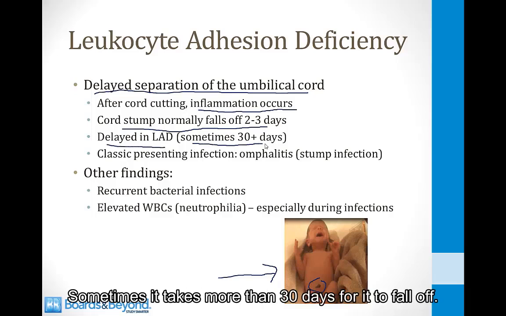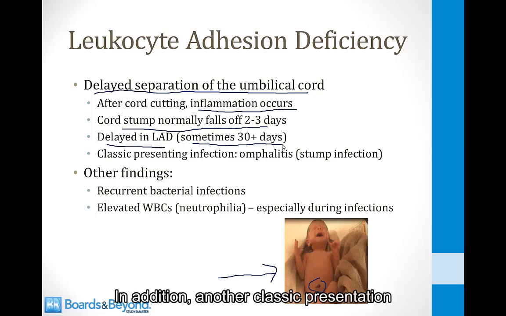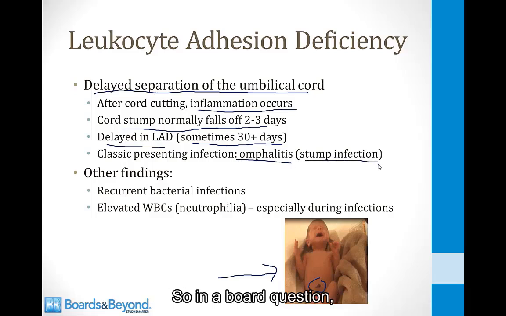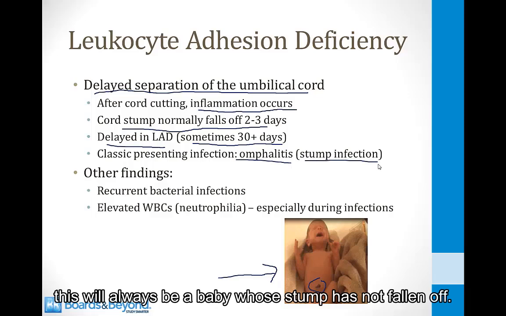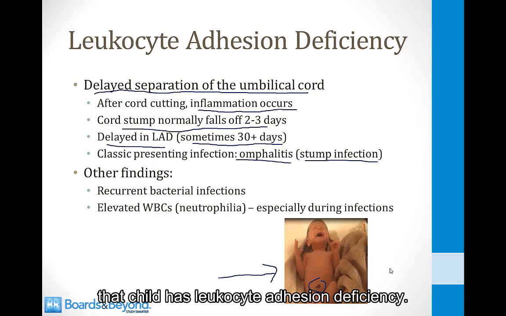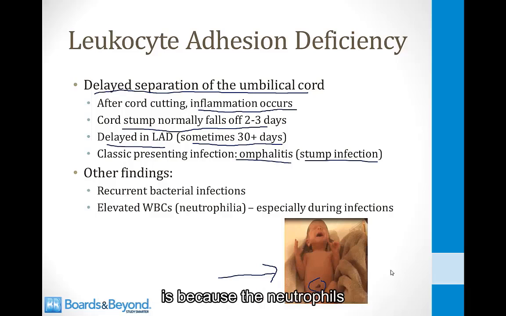Sometimes it takes more than 30 days for it to fall off. In addition, another classic presentation is something called omphalitis, which is a stump infection. So in a board question, this will always be a baby whose stump has not fallen off and now has evidence of infection. That child has leukocyte adhesion deficiency, and the reason for those symptoms is because the neutrophils can't get into the umbilical cord stump.